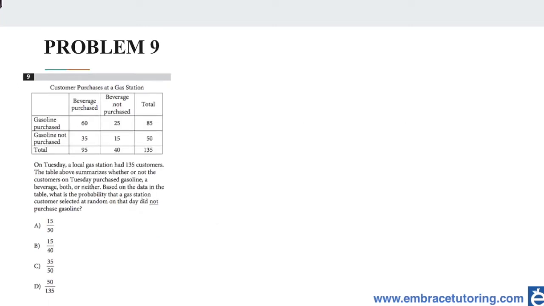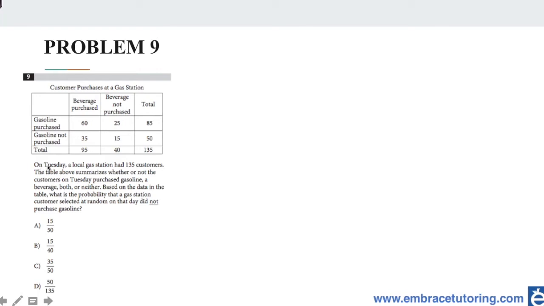Okay, so problem number 9. The first thing I notice is that I have a table filled with a lot of information here, and I have text down here. So I'm actually going to skip the table, and I notice that my answer choices are in fractions, which generally refers to some sort of proportion or a probability problem.